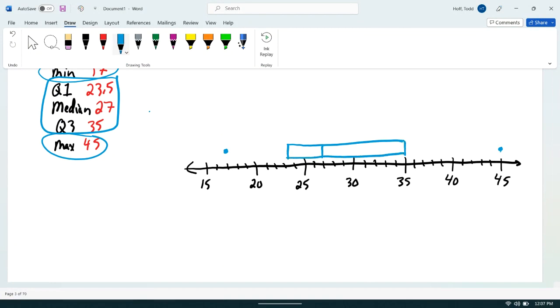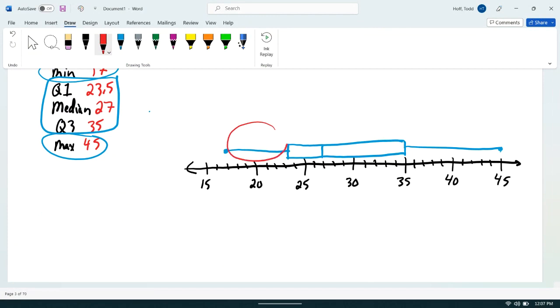Notice we have the box with that little hash mark in the middle where the median is. Then the whiskers extend from the quartiles out to the minimum and the maximum. So there's our box plot, or box and whisker plot. The smaller the section of the box and whisker plot, the more tightly packed the numbers are at that section.